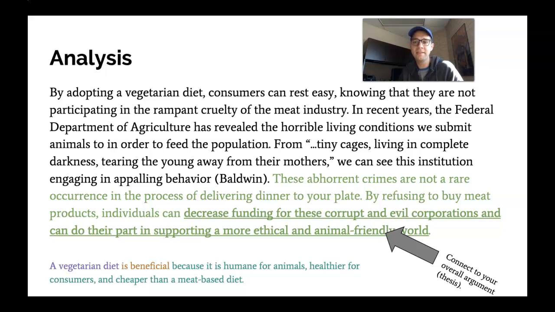Topic sentence, evidence, analysis. Topic sentence, tell me your argument. Evidence, back up your argument. Analysis, tell me why your argument's important and how it connects to your thesis.